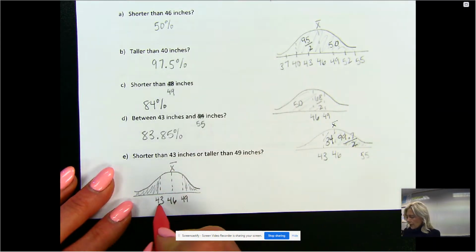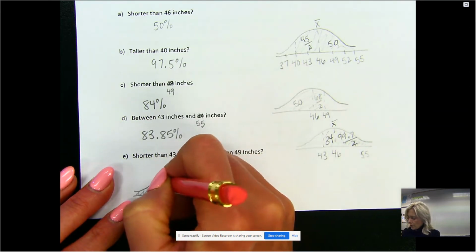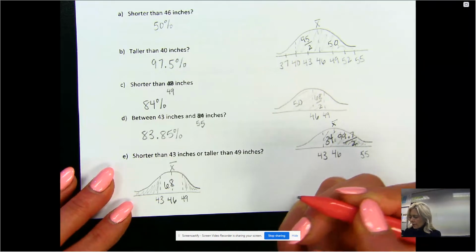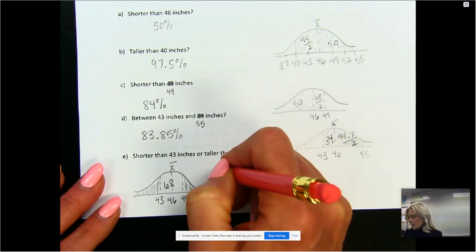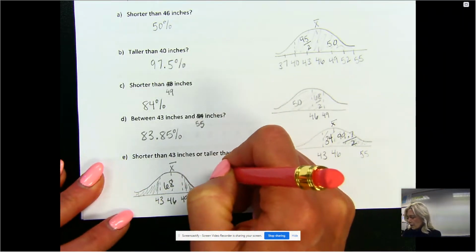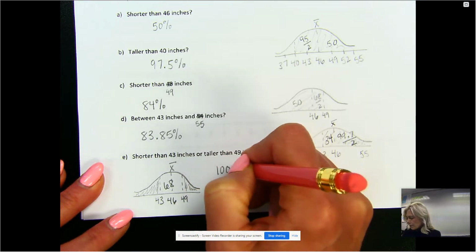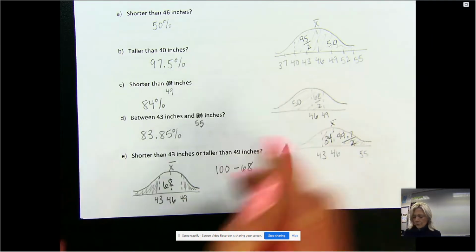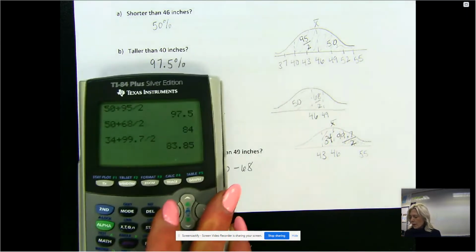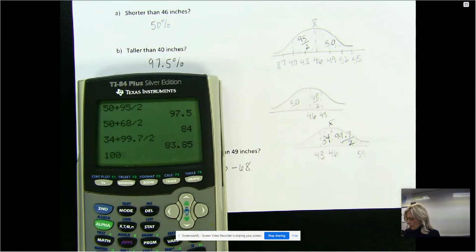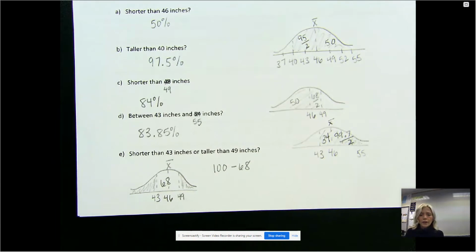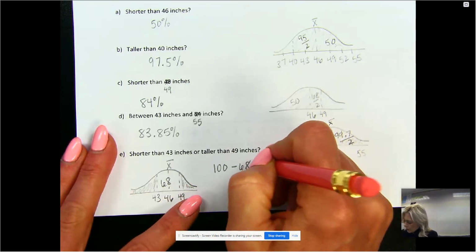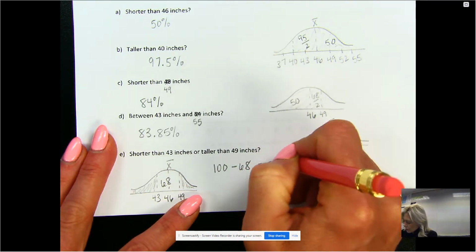And since this is -1 to +1 standard deviation, this middle piece is 68%. So I'm going to find what's on the outside by 100 minus 68. And 100 minus 68 is 32. So for E, it's 32%.